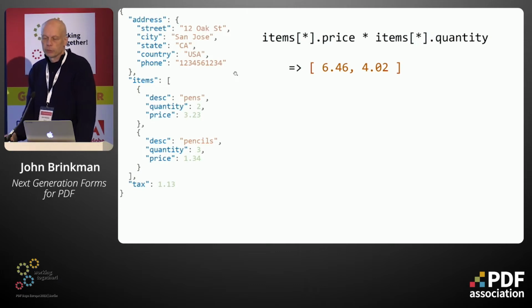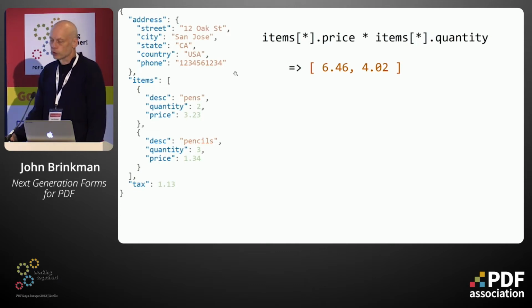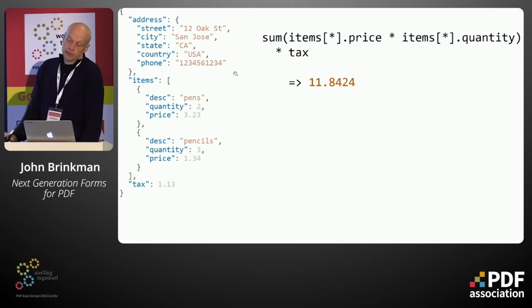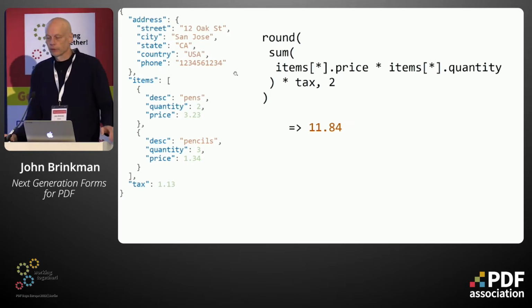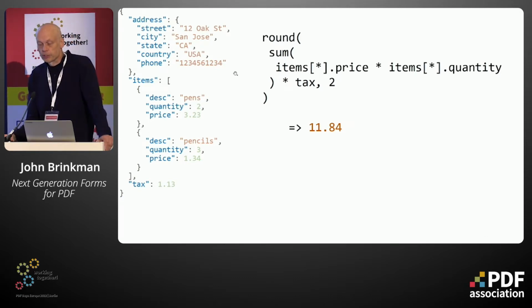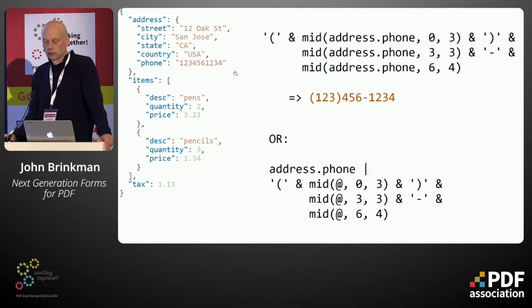Then an interesting thing we've done is we've introduced array operators. So in this case, I can multiply one array by the other and get a third array. So it just does an element by element multiplication there. And then I can take the sum of that, multiply it by the tax value, and then round the result. Again, the intent is if you're a spreadsheet author, this should look kind of self-evident.